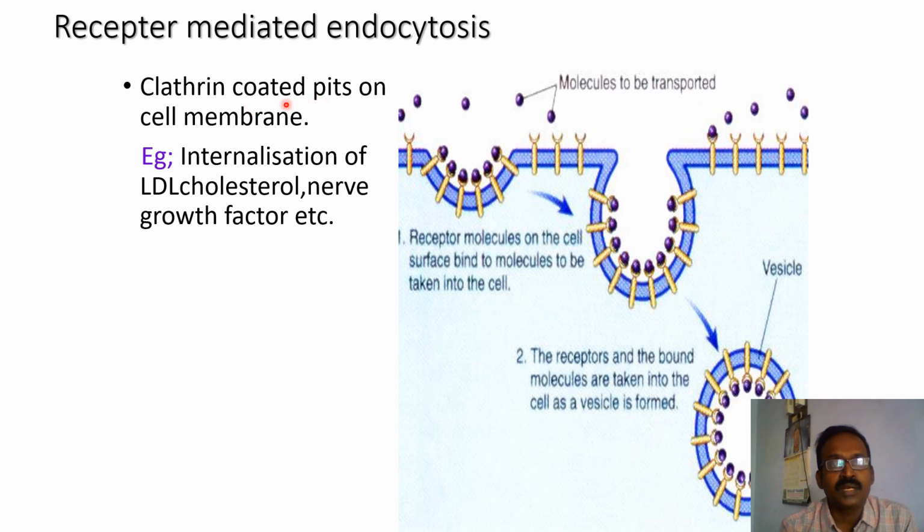Receptor mediated endocytosis is a special type of vesicular transport. Here, clathrin coated pits on the cell membrane are helpful to transport LDL cholesterol and nerve growth factors.